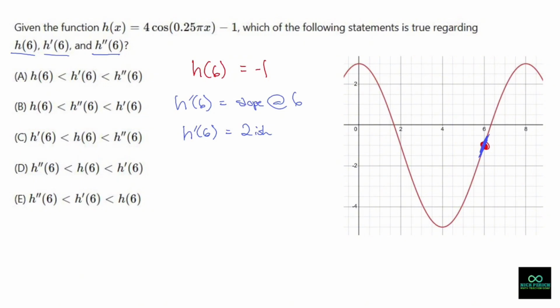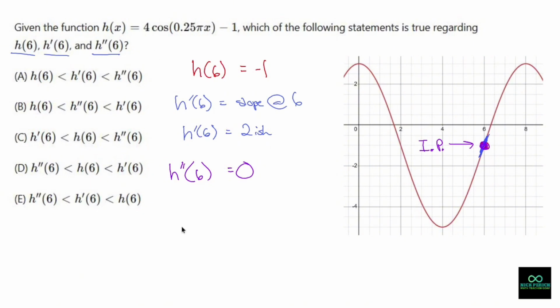Okay. Now, h double prime of 6 has to do with concavity. In this case, if I put a dot there, it looks like there's a change in concavity, which means you have an inflection point. So h double prime of 6, since it's an inflection point, is 0. That's where concavity changes. So I have h of 6 is definitely negative, h prime of 6 is definitely positive, and h double prime of 6 is 0.